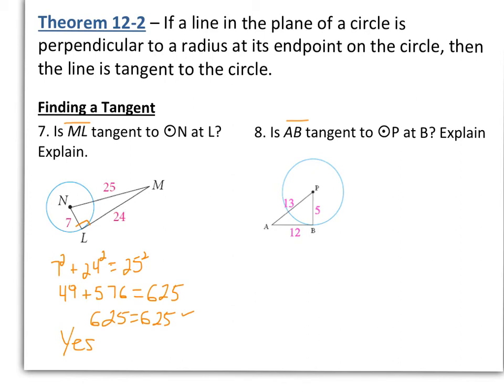Same idea, number 8. Is line segment AB tangent to circle P at point B? So again, we use the Pythagorean theorem where angle B would be the right angle. So does 5 squared plus 12 squared equal 13 squared? Does 25 plus 144 equal 169? Yep, it does. So the answer is yes, that line segment AB is tangent to circle P at point B.